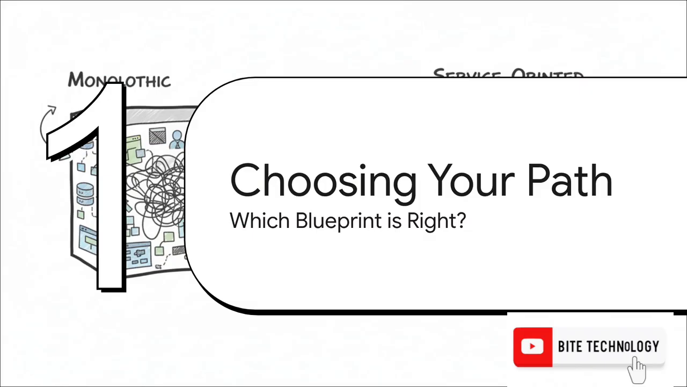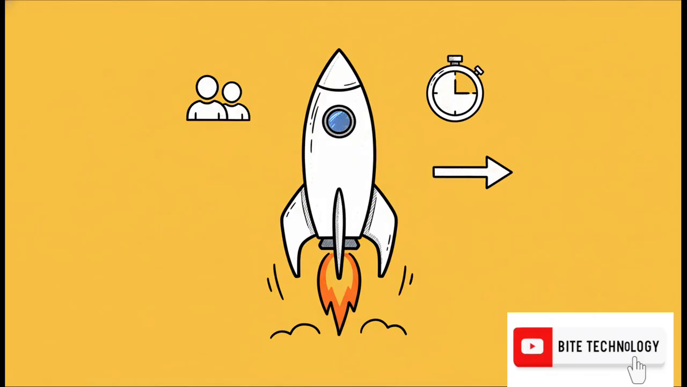All right, so after all that theory, we get to the million-dollar question. Which one of these is actually right for you and your project? Look, a monolith is an absolutely fantastic choice if you're a startup building your minimum viable product, your MVP. If you've got a small team, fairly simple business logic, and you just need to move fast and get something out the door, the simplicity of a monolith is your best friend. Don't over-engineer things from day one.